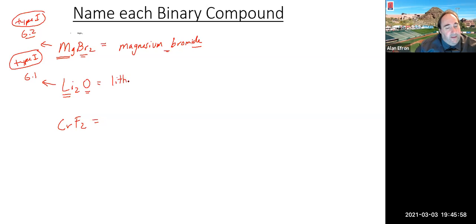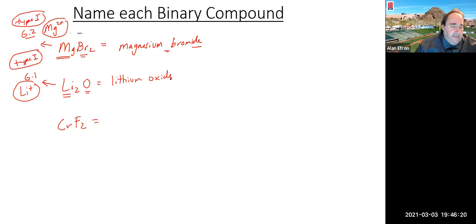So this would be lithium oxide. Again, because lithium's group 1, it always, no matter what the situation would be, is always going to be +1. Same thing with our magnesium, because it's group 2, no matter what the situation is, it's always going to be +2 there.